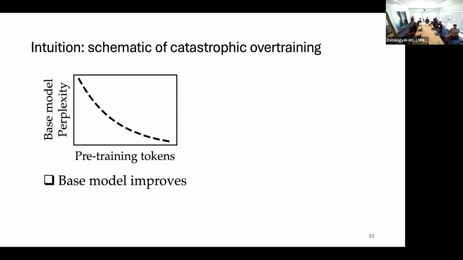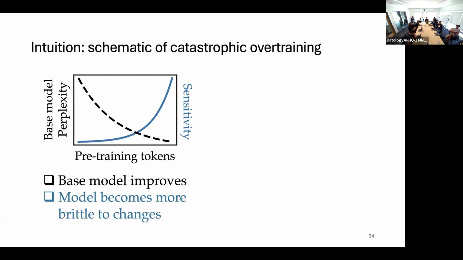So let me give you the intuition that I have in my mind. There's something we know. This is sort of the central dogma I was talking about. As you increase the number of pre-training tokens, your base model perplexity is just going to get better. At the same time, something that I'm going to call sensitivity is getting worse. And so in particular, the model is going to become more brittle to changes in its parameters. We'll look at what that actually is in a second.